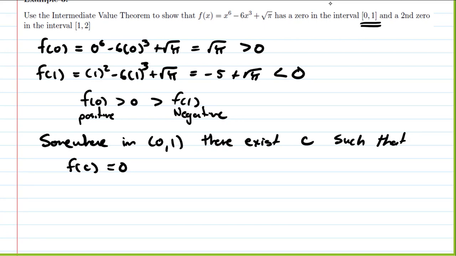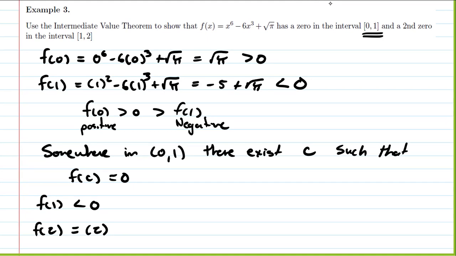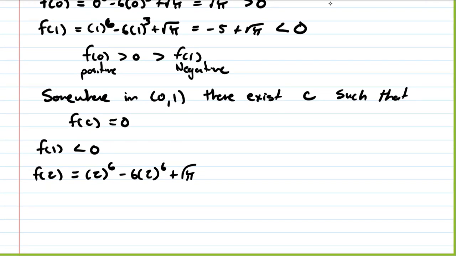So now, if we want to do the same thing, we want to show there's another 0 in the interval 1, 2. Well, we've already checked f of 1 in the first part. We know f of 1 is less than 0. So let's try f of 2. Well, f of 2 is 2 to the 6th minus 6 times 2 to the 3rd plus the square root of pi. Not to the 6th. The second one is only to the 3rd. There we go. So let's see.